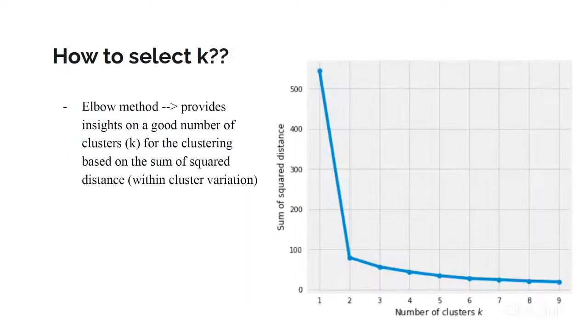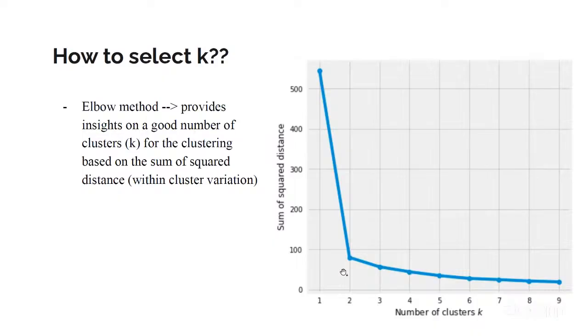Again, how to select K? Did we have a similar curve in K nearest neighbors during the tutorial? We had somewhat similar curve, right? Here you had accuracy or misclassification error. Here you have number of clusters, that is K. So how do you select K? That is an important question that you have to answer. How you do it is based on something called the elbow method.